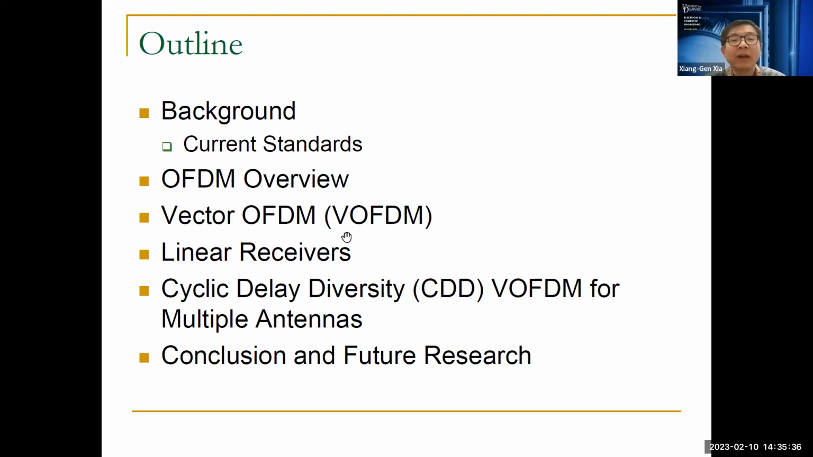And if I have time, I will go through linear receivers. You don't have to do maximum likelihood demodulation, which is more complex. You could even do linear receivers, for example. Then for multiple antenna systems, we could simply do cyclic delay diversity, CDD, with OFDM for multiple antennas. Then we'll conclude. By the way, if you have any questions, just stop me anytime.